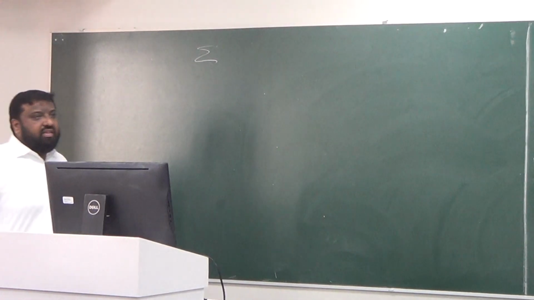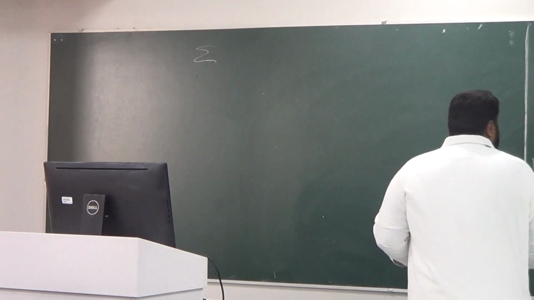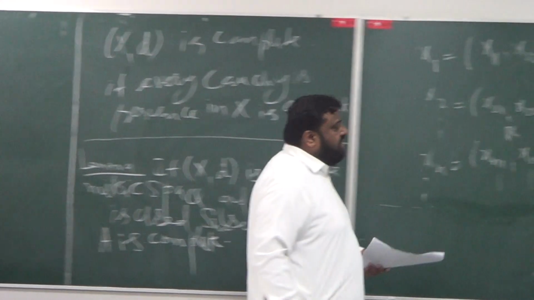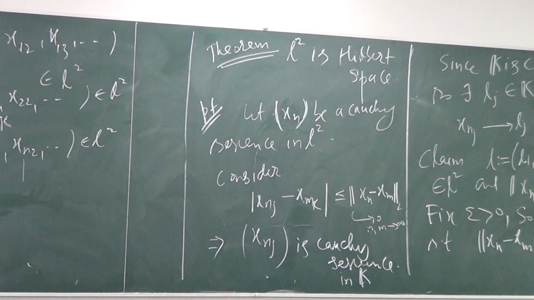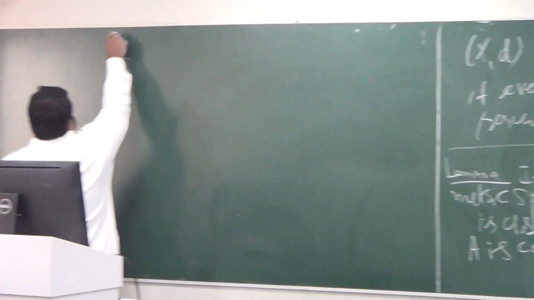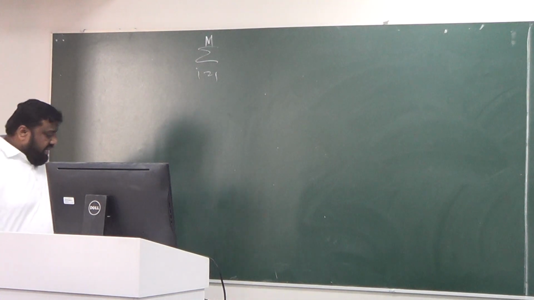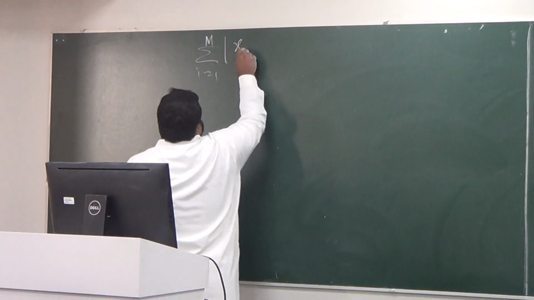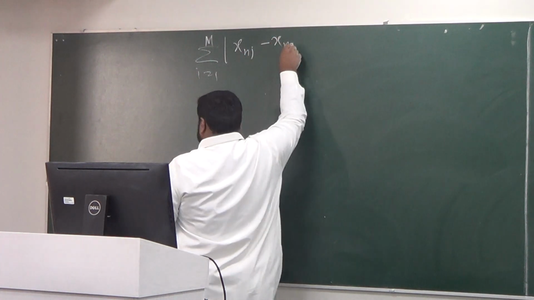Consider the partial sums of the sequences in K, actually the Cauchy sequences. Going to capital M, M is some number. Consider this guy: xn j minus xm.